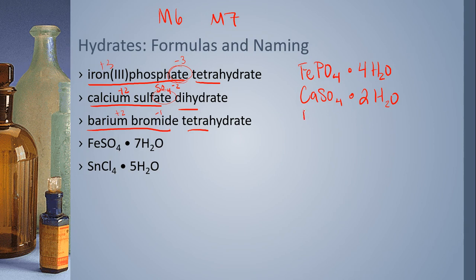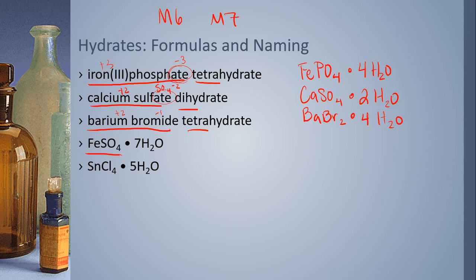Barium and bromide. Barium is a +2. Bromine is a -1. That means it'll take 2 bromines to cancel out the barium. Now we put our dot. Tetra is 4, and hydrate is again H2O. Alright, now what about naming them? Well, it's just the reverse of what we did.